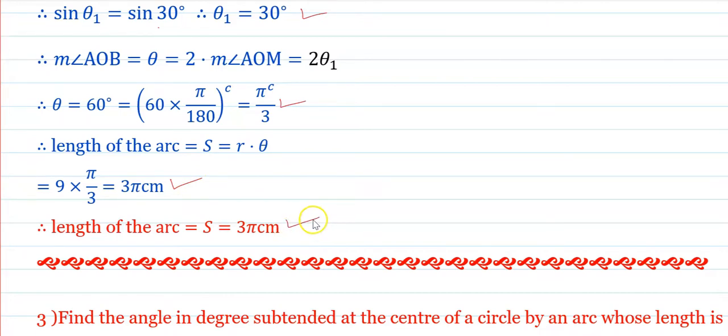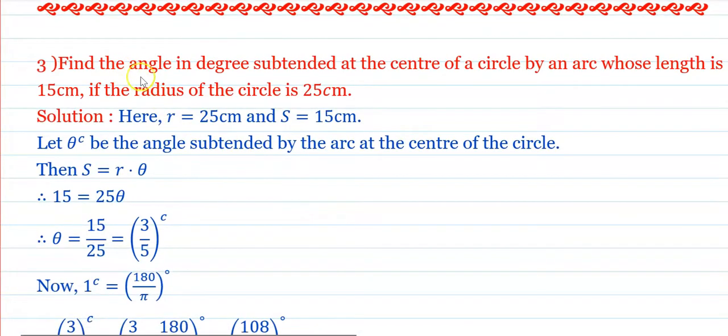Okay. Next problem: find the angle in degree subtended at the center of a circle by an arc whose length is 15 centimeter if the radius of the circle is 25 centimeter. Here r is equal to 25 centimeter, s is equal to 15 centimeter. Let theta radian be the angle subtended by the arc at the center of the circle. S is equal to r theta. Therefore, 15 is equal to 25 theta. And therefore, theta is equal to 15 upon 25. If we simplify, then you will get 3 by 5 radian.